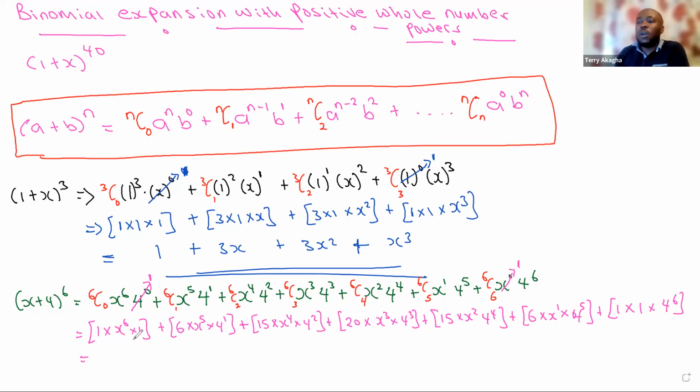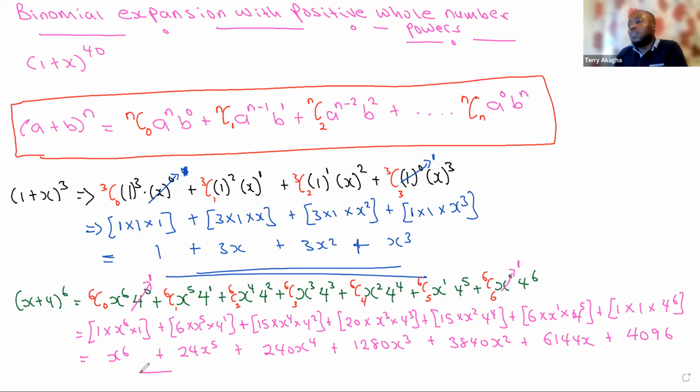So when you press your calculator, 1 times 1 will give you 1, so this is going to give you x raised to the power 6, plus 4 times 6 will give you 24 x to the power 5, plus 4 raised to the power 2 is 16, 16 times 15 will give you 240 x raised to the power 4, plus, so you see this other part, you can use your calculator to do it, so it's not hard. 20 times 4 raised to the power 3 will give you 1280 x^3, plus 15 times 4 raised to the power 4 should give you 3840 x^2, plus 6 times 4 raised to the power 5 should give you 6144x, plus 4 raised to the power 6 should give you 4096. And that will be the answer for that expansion.